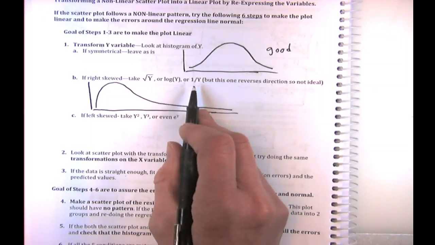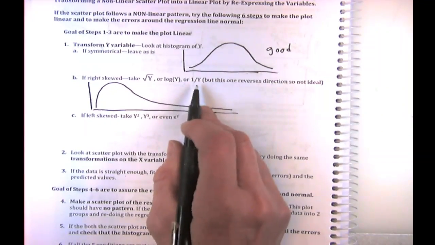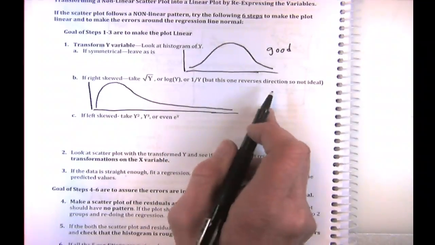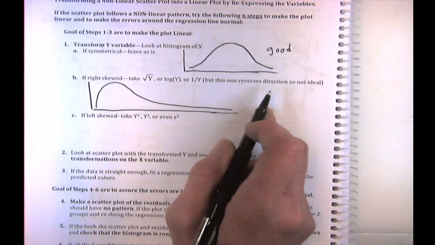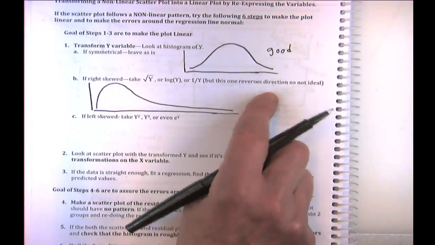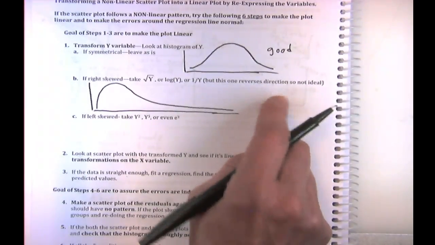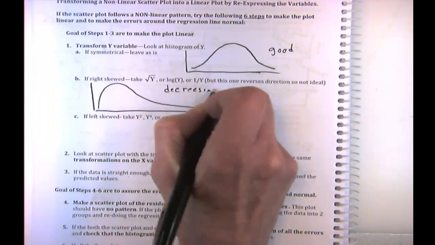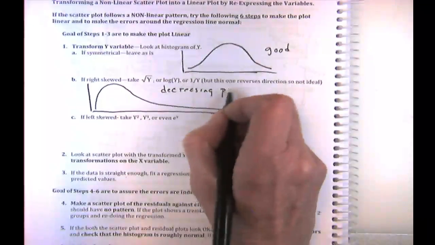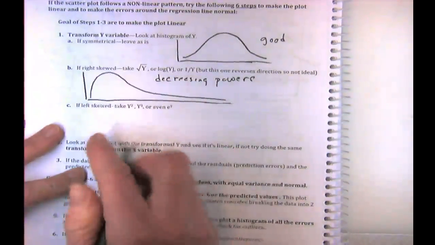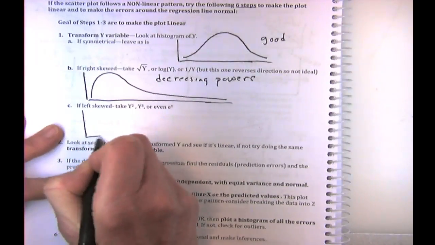And an even more extreme, drastic one would be to take 1 over y, but that would also reverse the direction, because the bigger numbers would then become the smallest. It would flip the whole order. So that's not ideal, because it's then hard to interpret. All right, so basically you can think of this as decreasing powers, because you want to make the bigger numbers smaller there.